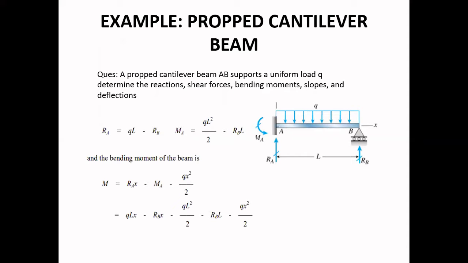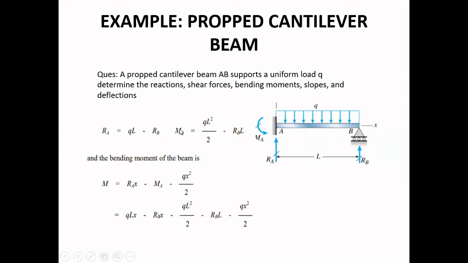First of all, this is a basic example of a propped cantilever beam. In this question we are concerned with determining the reactions, shear force, bending moment, slope, and deflection for this propped cantilever beam. It has one end fixed at A and the other end on a roller at B. The beam carries a UDL of intensity q throughout. The reactions that will act are MA, the moment due to the fixed support, the vertical reaction RA due to the support condition at A, and the vertical reaction RB due to the support condition at B. So let us start.